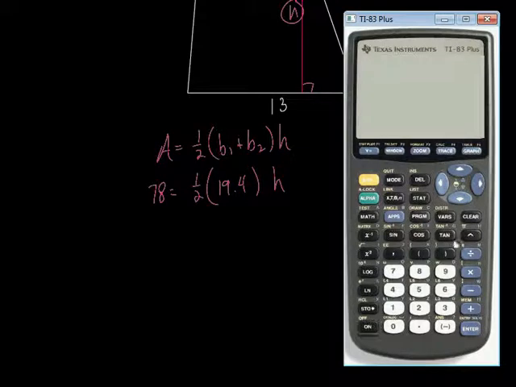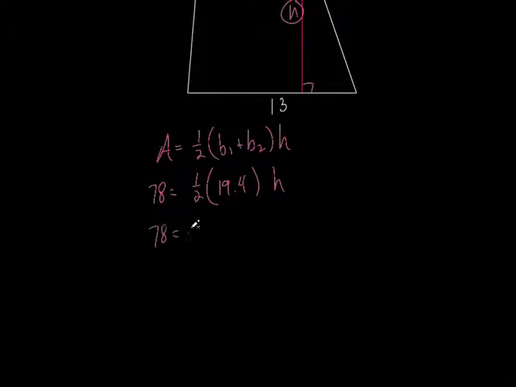There's a couple ways you could do this, right? What's the easiest way? I don't know. I think this might be the easiest way. So go 19.4. You could go times a half or just divide it by 2, right? And that's 9.7. So let's write it out. 78 equals 9.7 times h. I think this might be the easiest way for you to figure it out. Everybody with me so far? Okay. And then you just divide by 9.7. So take this and divide by 9.7. Let's see what we get.